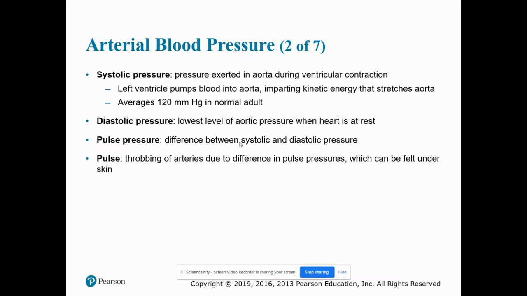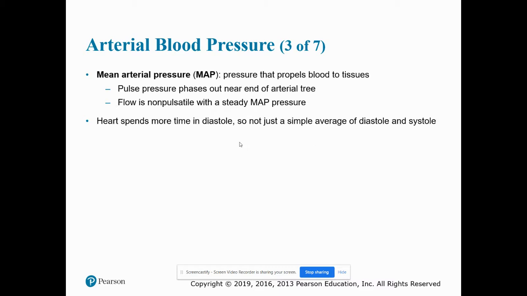Now, if the person has high blood pressure or low blood pressure, that's going to alter that number a bit. Diastolic pressure is the lowest level of aortic pressure when the heart is at rest. Then we have pulse pressure, which is the difference between the two, so it's just systolic pressure minus diastolic pressure. Pulse is the throbbing of arteries due to the difference in pulse pressures, and this can be felt under the skin.